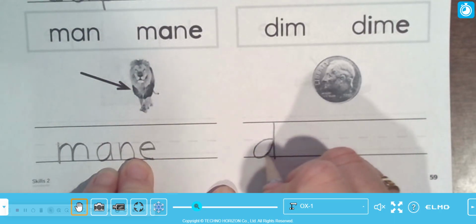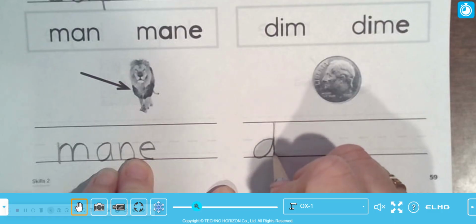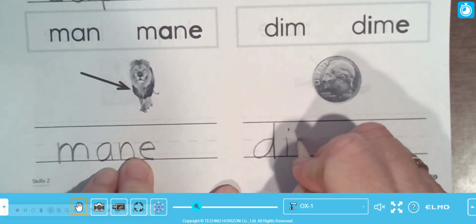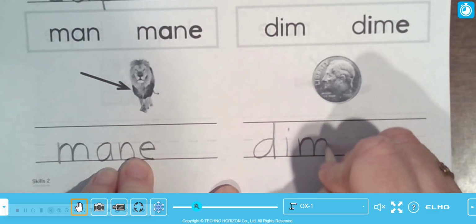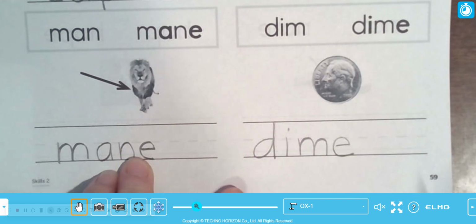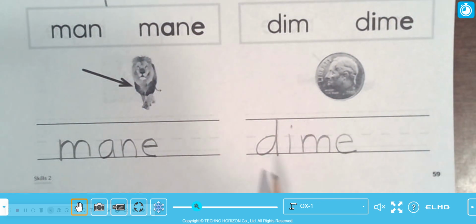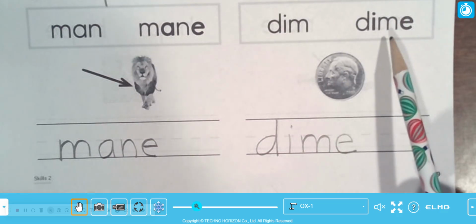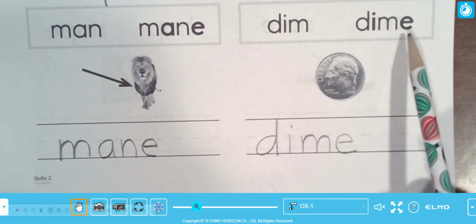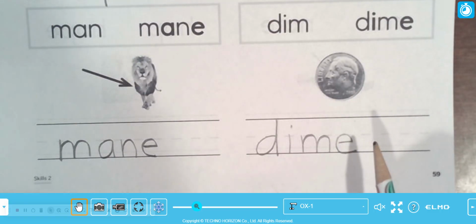So turn around, go up and down. Okay, then the I, then the M, then the E. Okay, as you finish writing down the word dime, I'm going to use it in a sentence. I had a dime to buy a piece of chewing gum.